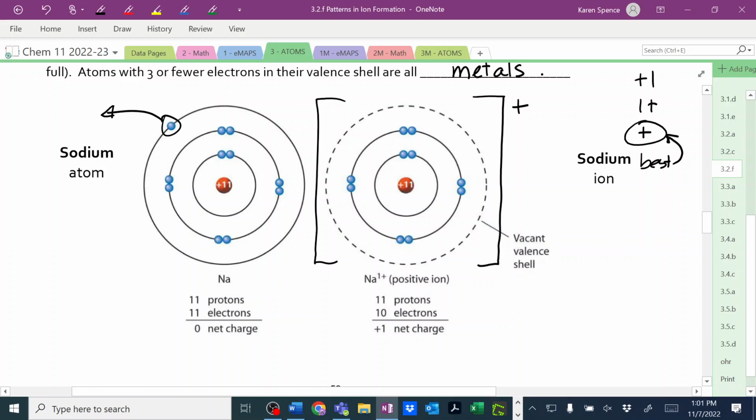And what do we do to the name of this ion? Nothing. It does not become sodide. No sodide. You just stick the word ion on the end. Sodium ion.